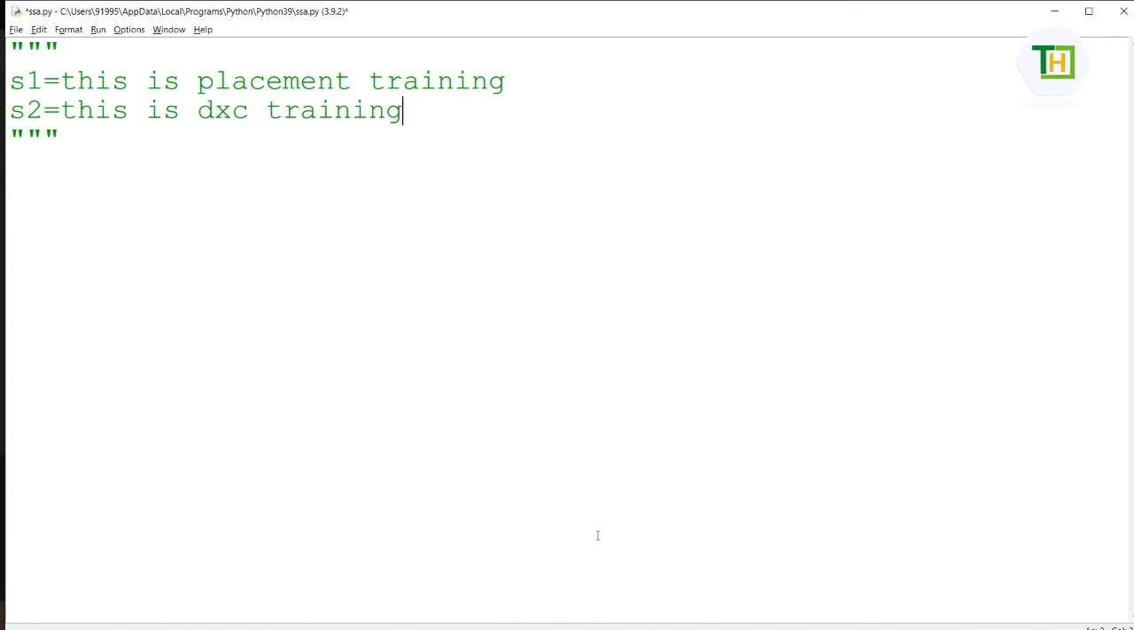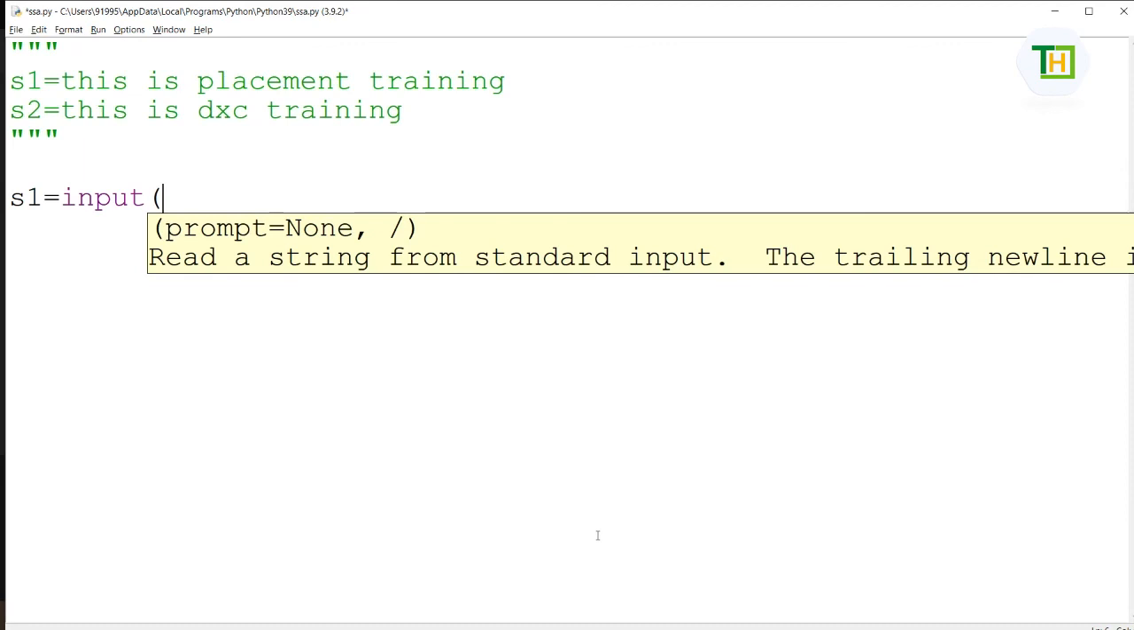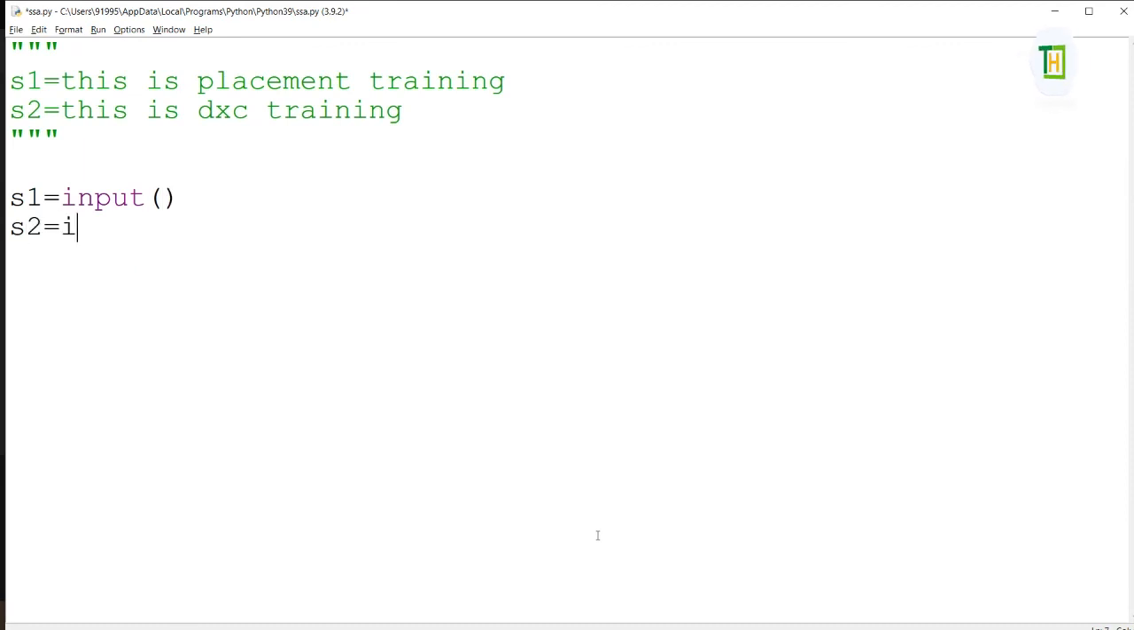Okay. Now I'm going to read here. S1 is equal to input of and S2 is equal to input of. I'm going to read the two strings. Then I'm going to count how many words and then I'm going to find what are the common words. First of all, I'm going to find what are the common word count and then I'm going to put here what are the common words.